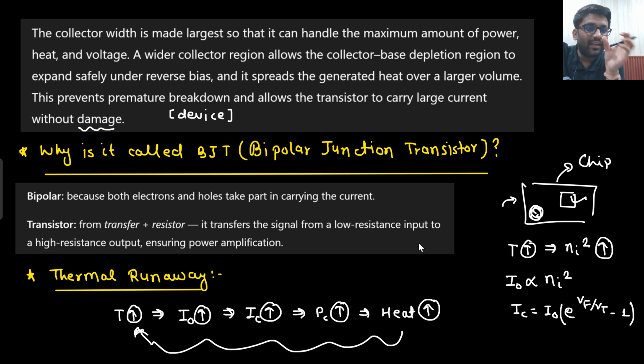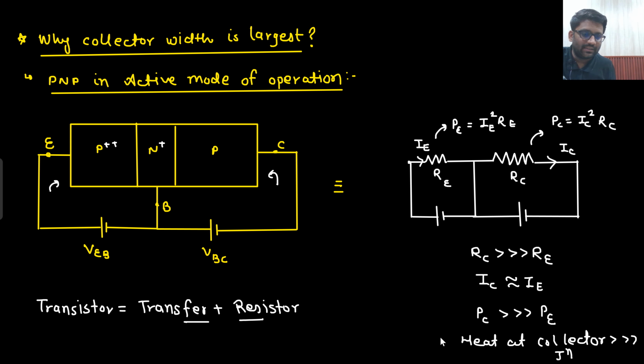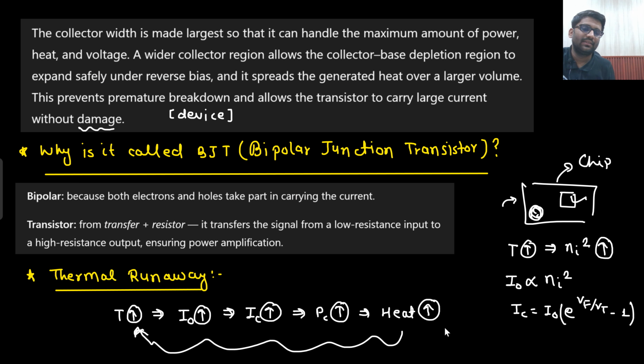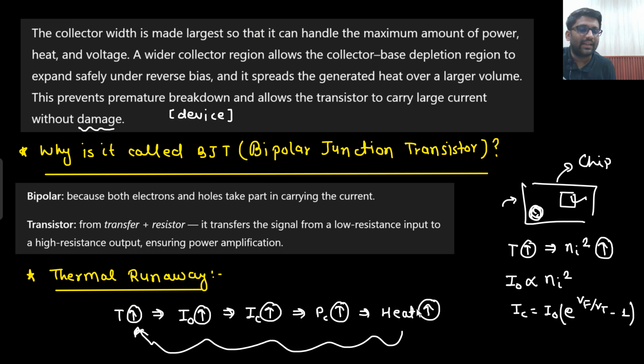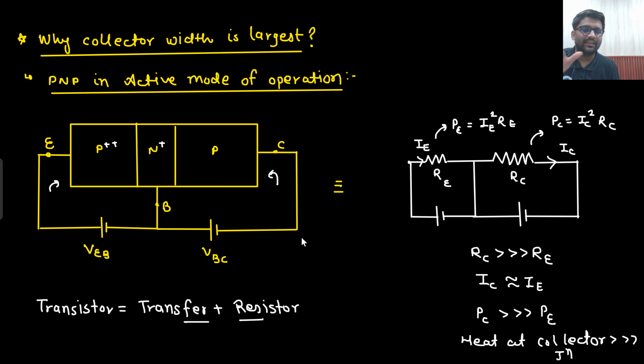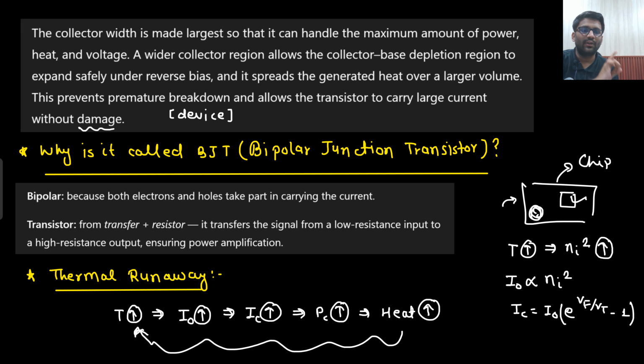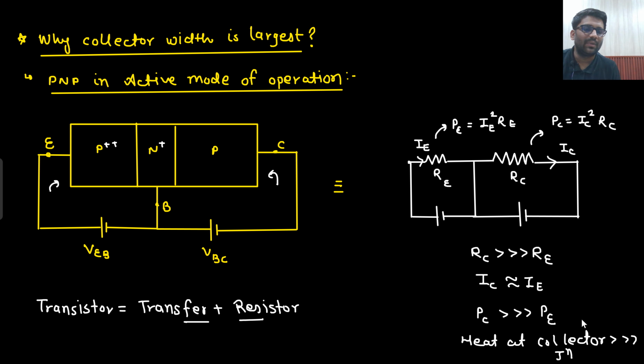But we keep our collector region so large that the heat dissipated is actually very less. Whatever heat is being dissipated is very less. So if very less heat is being dissipated, then very less temperature will increase. Okay, so this is also one of the criteria. In one liner, if you need to say why the collector region is largest, it is to avoid thermal runaway. That's why we keep our collector region or collector width largest.